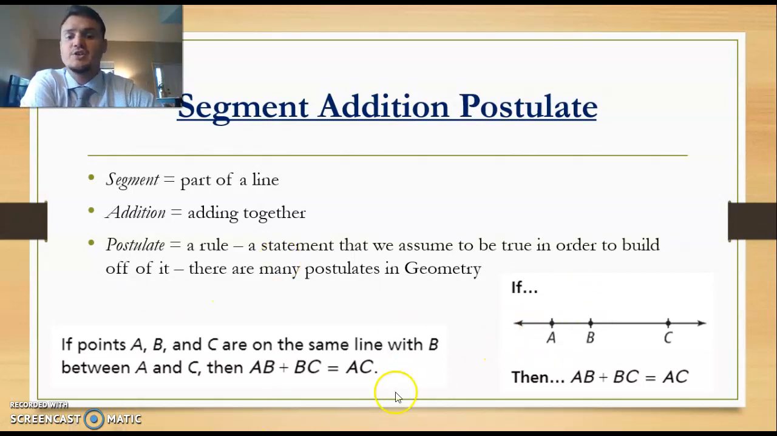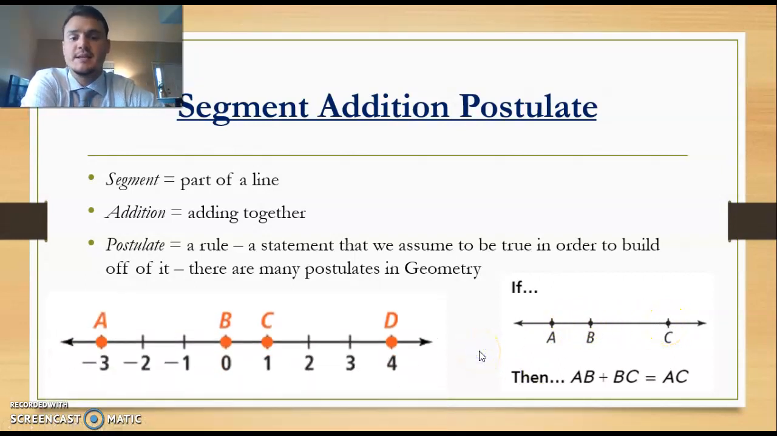So the segment addition postulate says that if you have a line where these 3 points are on the same line, or what they call collinear because they share the same line, if A, B, and C are on the same line with B in the middle, or B in between those 2 points A and C, then we can say that the segment A to B plus the segment B to C is equal to the whole segment A to C. Hopefully the visualization aspect isn't too difficult with this. Again, it's just saying that two segments added together make up a bigger segment.